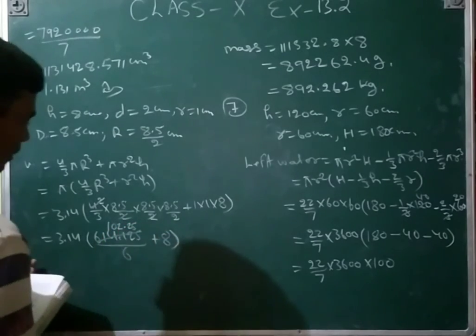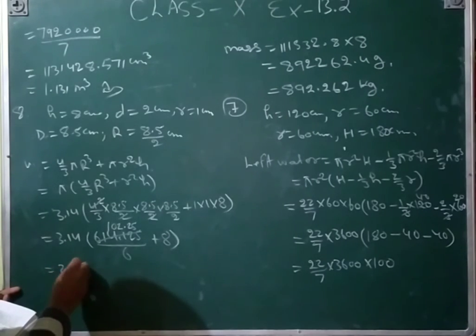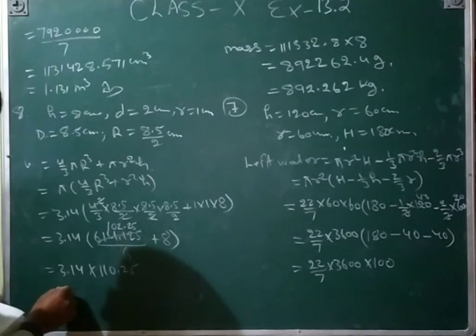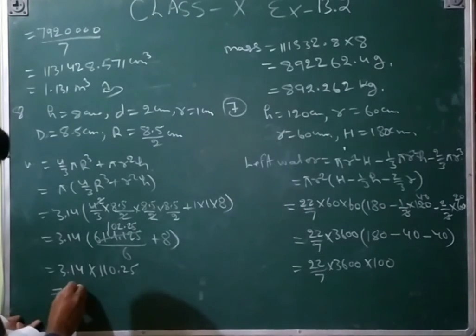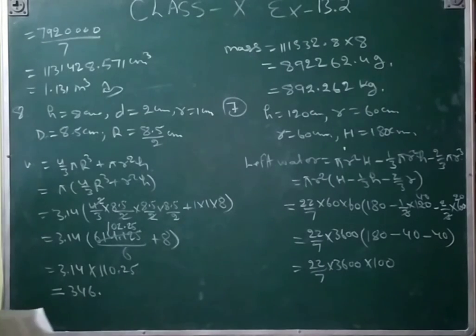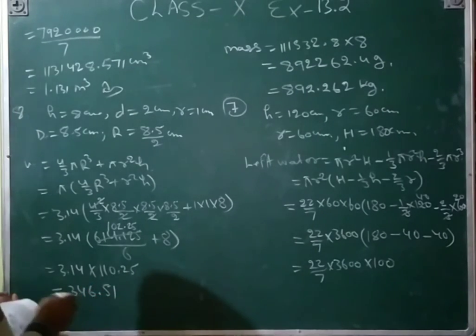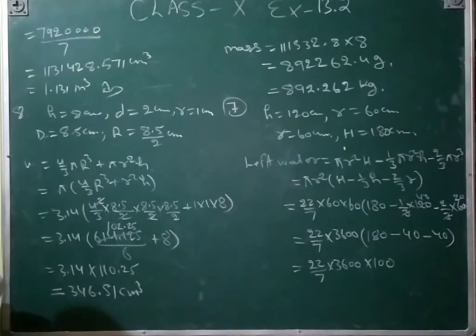102.25 by the cancel of 2, that is the approx value, that will be 110.25, and then after the multiply that will become 346.51 approximately, centimeter cube. It means the child is wrong because that answer is 345 millimeter. Okay.